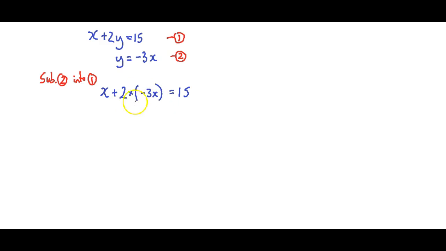Now following the rules of BIDMAS and equations, I've got to do this multiply first. So I have x plus 2 times negative 3x, which is negative 6x, is equal to 15, and x minus 6x is minus 5x equals 15, and I want to get the x by itself, so I divide everything by negative 5 to give me a value of x equal to negative 3.